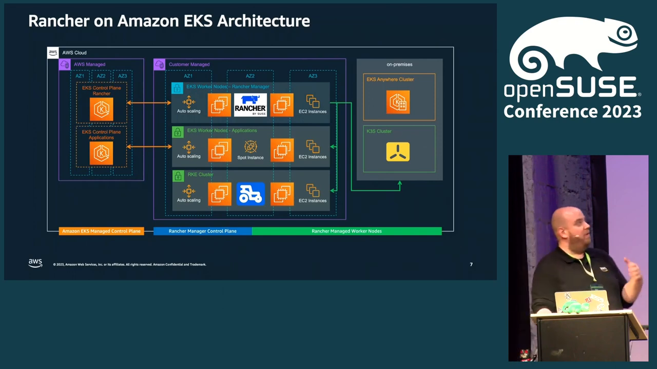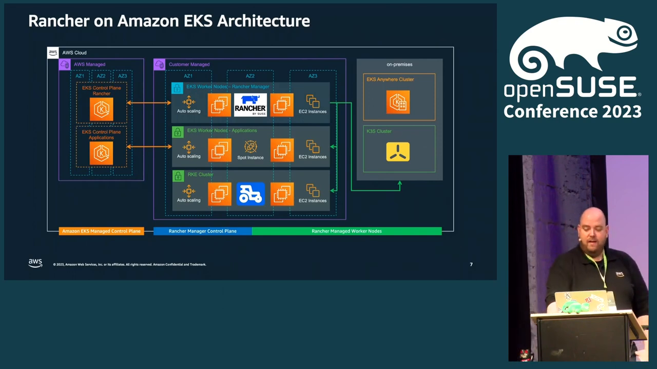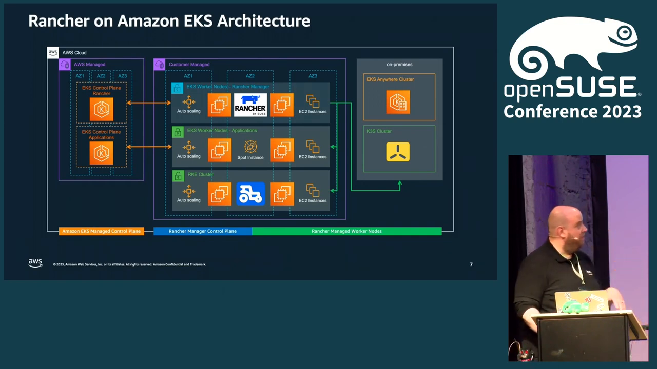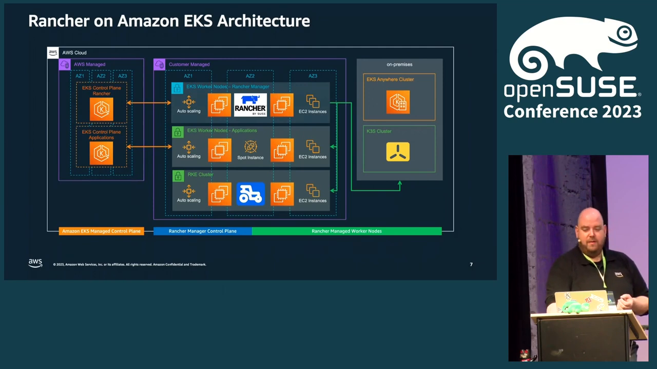Then we also have EKS Anywhere. It's based on EKS Distro, which also powers our EKS offering in the cloud, but you can install it on-prem. And then as third component, we have Rancher to actually provide centralized management of all these Kubernetes components. Let me walk you through the architecture.